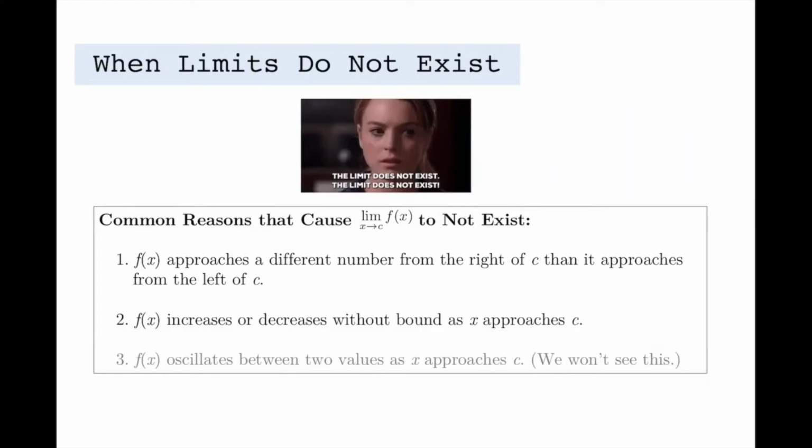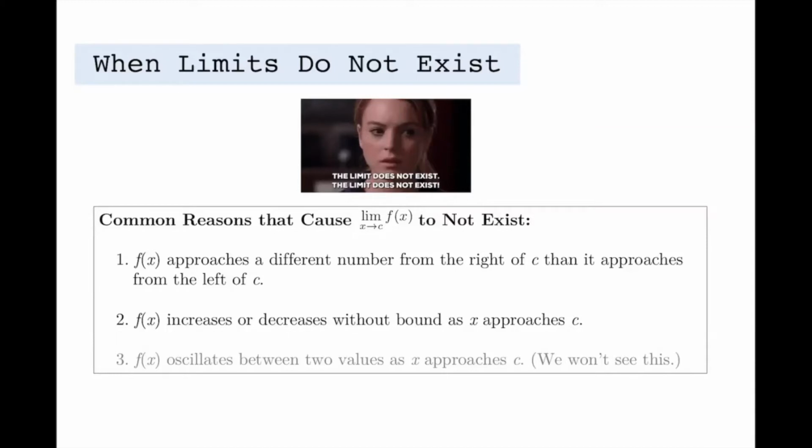A third is if the function oscillates or moves up and down quickly between two values as x approaches c. We actually won't see this one in our course, as this happens with trigonometric functions, and we don't study those in APM 105. We will, however, see the first two reasons. Let's get more detailed about the first reason.